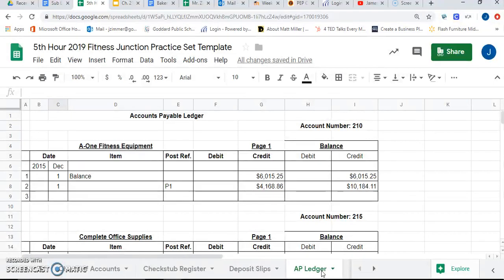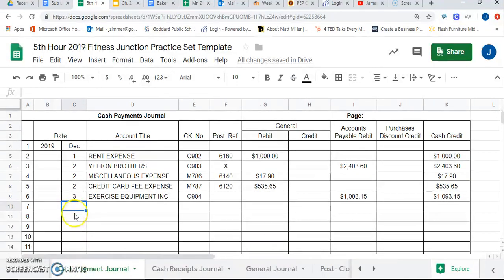Form 3, it says, is a rent bill. So we got to issue a check. To issue checks, we first go to cash payments because that's where we pay for things with cash. And on the first here, we have rent expense. We're going to use check 902 because that's what it asks us to do in the book here. The next thing we're going to look at is 6160. That's our post reference. Again, we haven't posted yet, or you haven't posted yet probably, so you need to make sure you go back and post. I already have, so my 6160 is here.